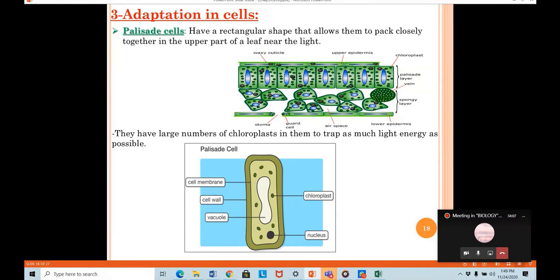Now, specialized pairs of cells in the lower epidermis of the leaf can bend to make an opening through which water vapor can escape from the spongy mesophyll. As you can see, these are the openings, which are called stomata. So this is the basic structure of the plant leaf tissue, which is present in the leaf of the plant.